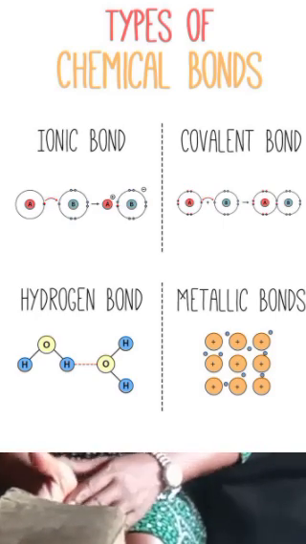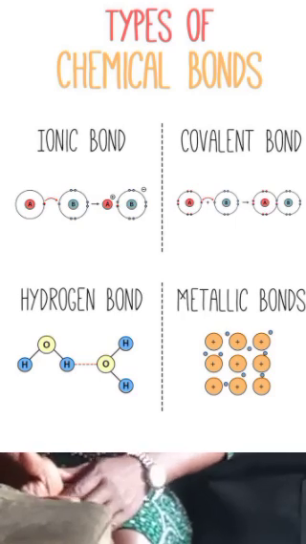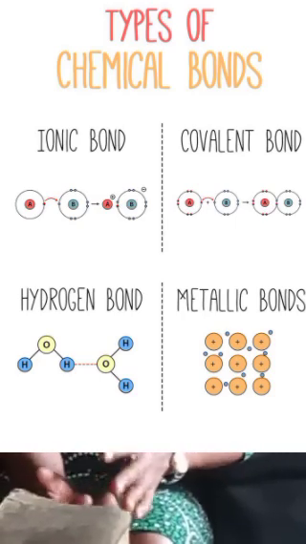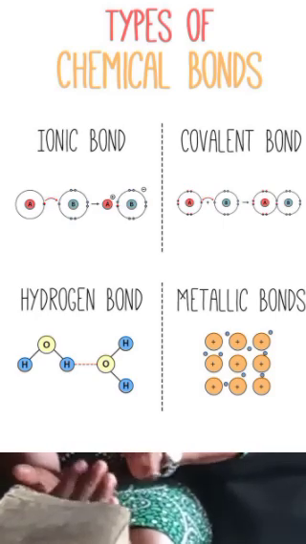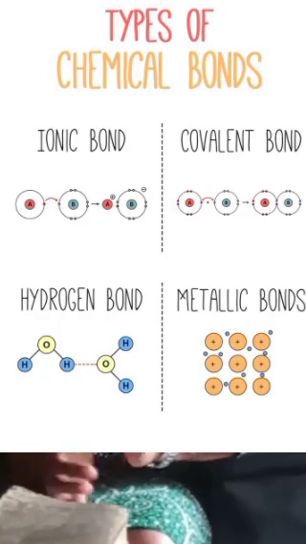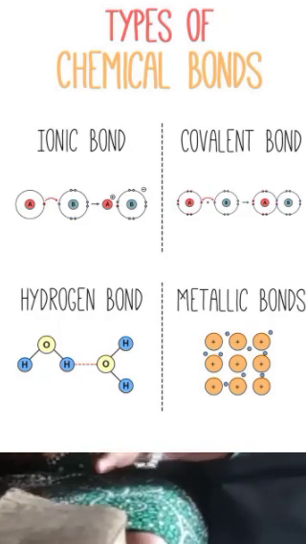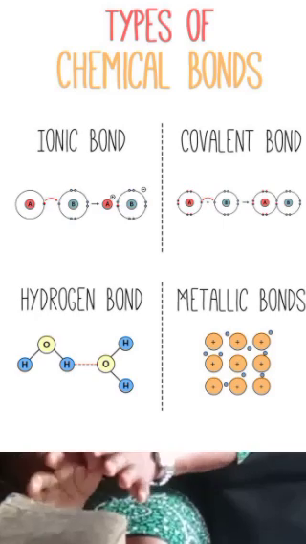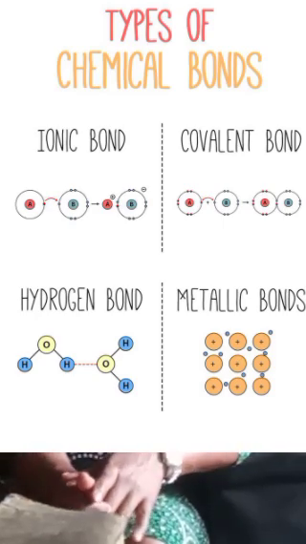Now, importance of chemical bonding. One of the importance of chemical bonding is formation of compounds. Secondly, determination of properties. Thirdly, understanding chemical reactions. These are the importance of chemical bonding.